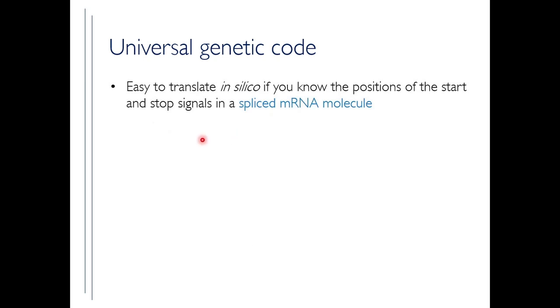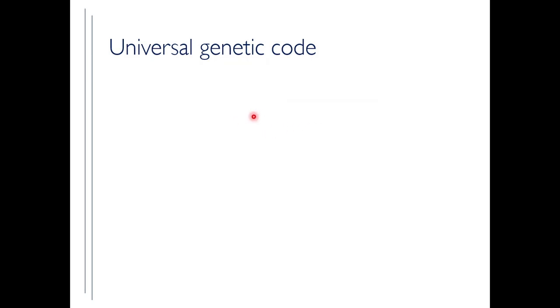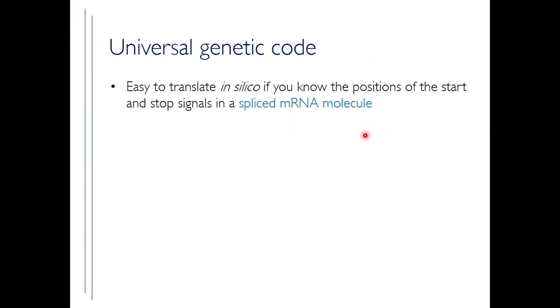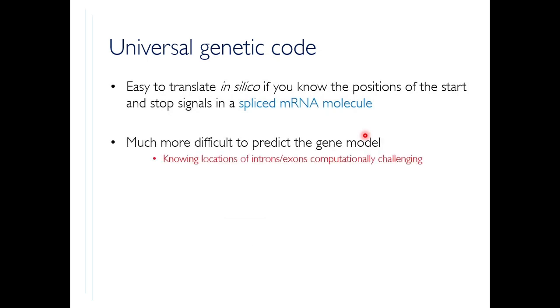So, just to point out now that it's fairly easy to do that translation on a computer if you know where the start and stop signals are in your mRNA molecule that has been spliced. Okay, so it's not with introns present. Once these introns have been removed, if you know where the start of this exon is and the end of this exon is, you can, in theory, use the genetic code to translate that fairly easily.